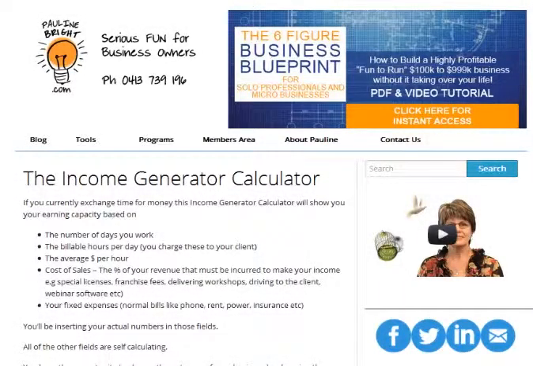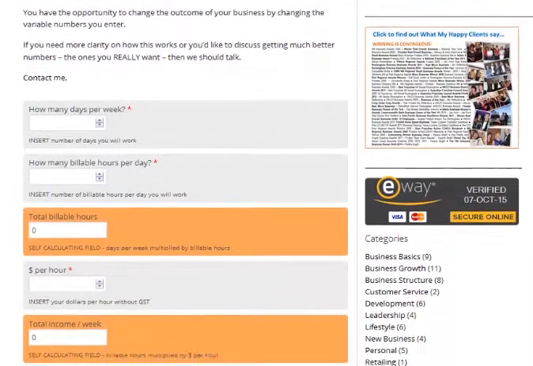This is a powerful little tool that will help you understand the earning potential of your business. Now, whether you're a maths whiz kid or someone who's a little bit fearful of numbers, I'll just walk you through it gradually so you can understand it and you'll see the real power of it. So let's scroll down and have a look at the calculator.